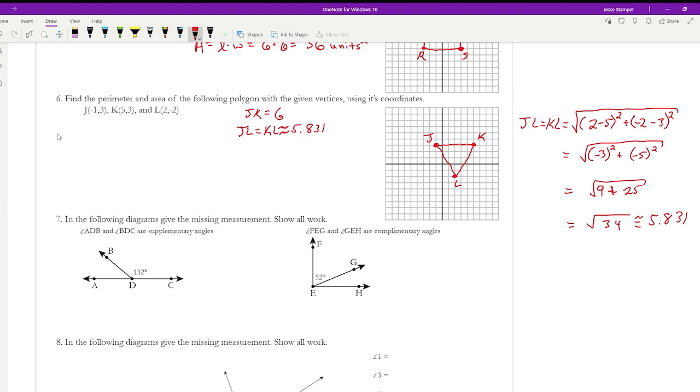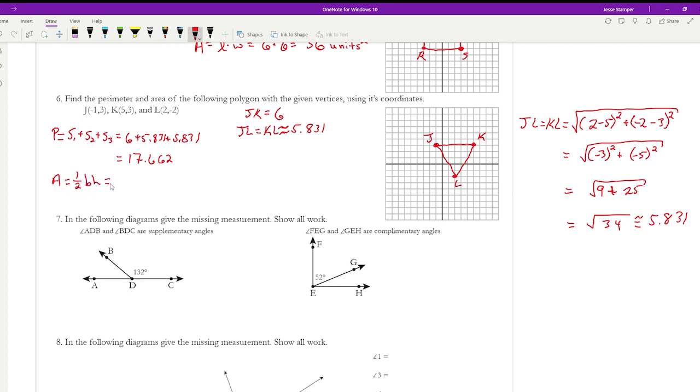So now let's do our perimeter. Perimeter just equals side 1 plus side 2 plus side 3. Well, if we count JK as side 1, that's 6, plus 5.831 plus 5.831. And if you add those up, you get 17.662. And that's the perimeter.